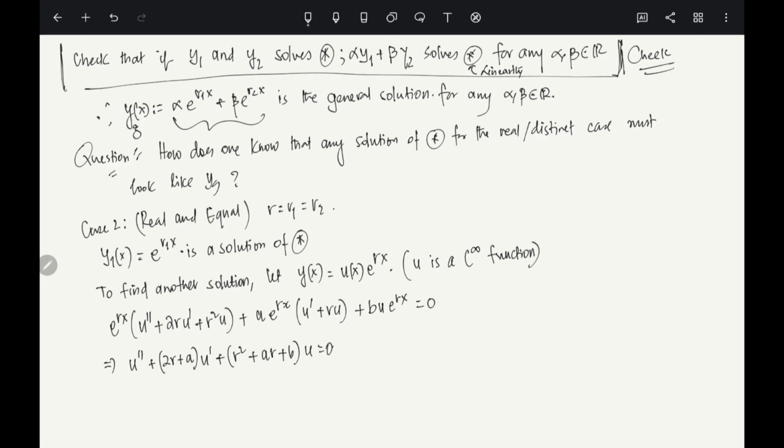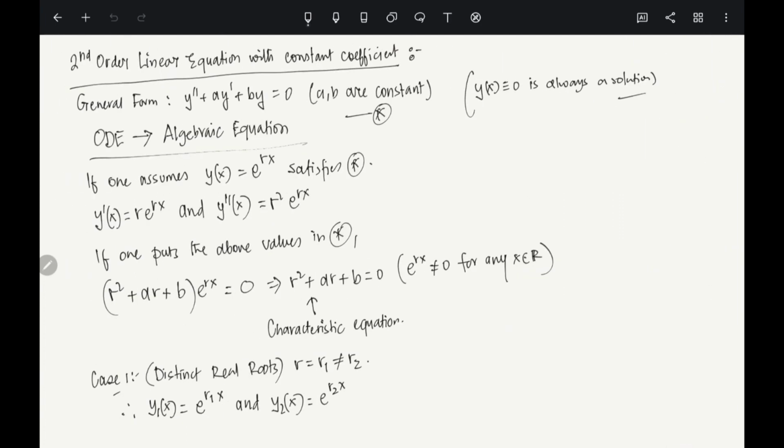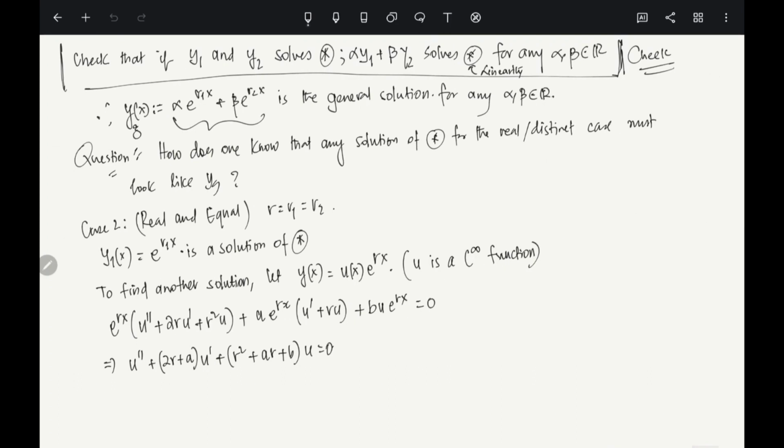Clear? So now you see, r is a root of the characteristic equation, and the characteristic equation is given by r squared plus a r plus b. So if r is a root, then r squared plus a r plus b equals 0. So basically this term is gone, this is 0.